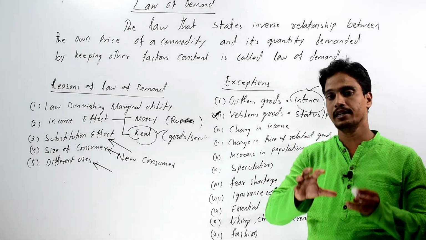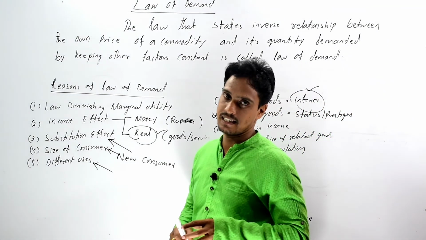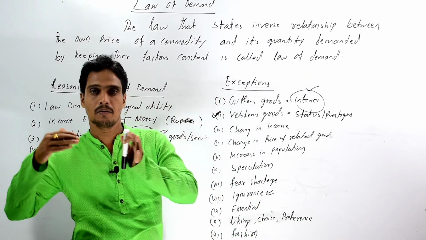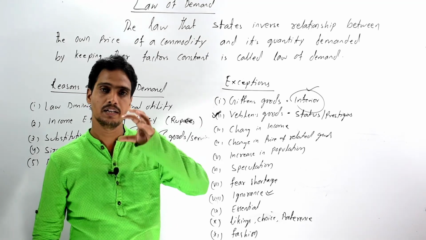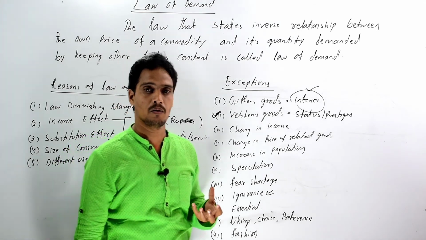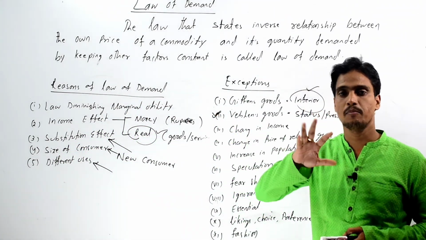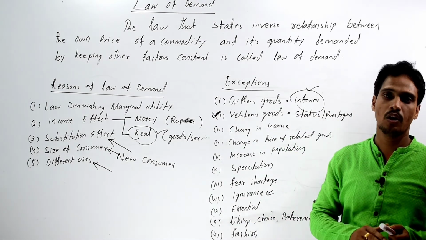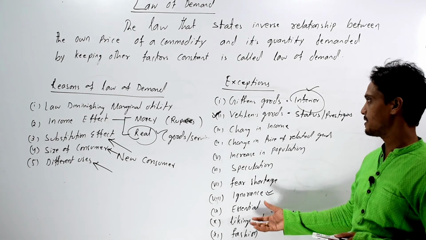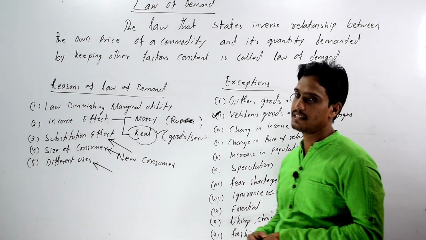Then come to our next point, that is in case of essential goods. That means the commodities which are very much essential for a consumer's existence. In case of rice or wheat, the consumer should demand rice and wheat, whatever may be the price of the commodity. That means when there is a higher price, the consumer will demand the same quantity, or when there is a lower price, the consumer also demands the same quantity of the commodity. That means the law of demand also does not operate in case of essential goods.